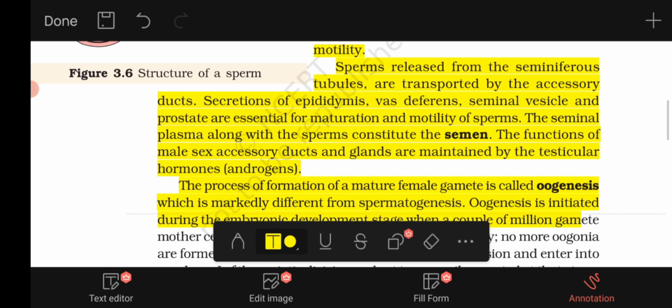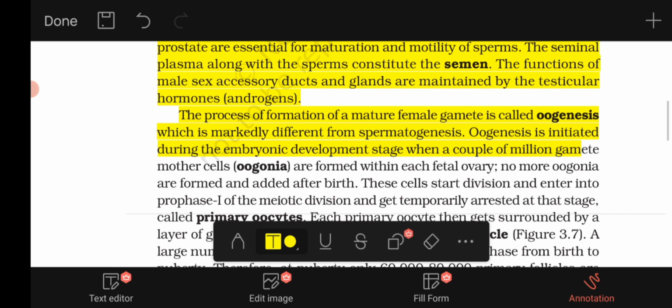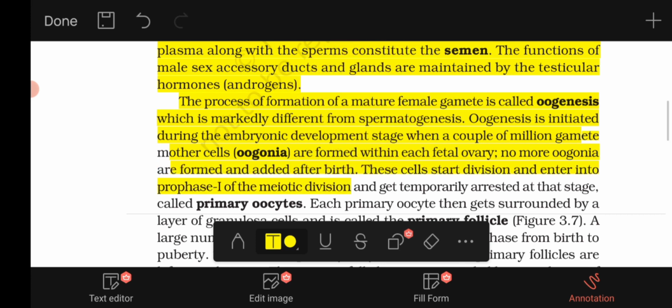The process of formation of a mature female gamete is called oogenesis, which is markedly different from spermatogenesis, because spermatogenesis begins at puberty, whereas oogenesis is initiated during the embryonic development stage when a couple of million gamete mother cells called oogonia are formed within each ovary, and no more oogonia are formed or added after birth. Unlike spermatogenesis, in which spermatogonia keep on forming and never end, here no more oogonia are added or formed after birth.